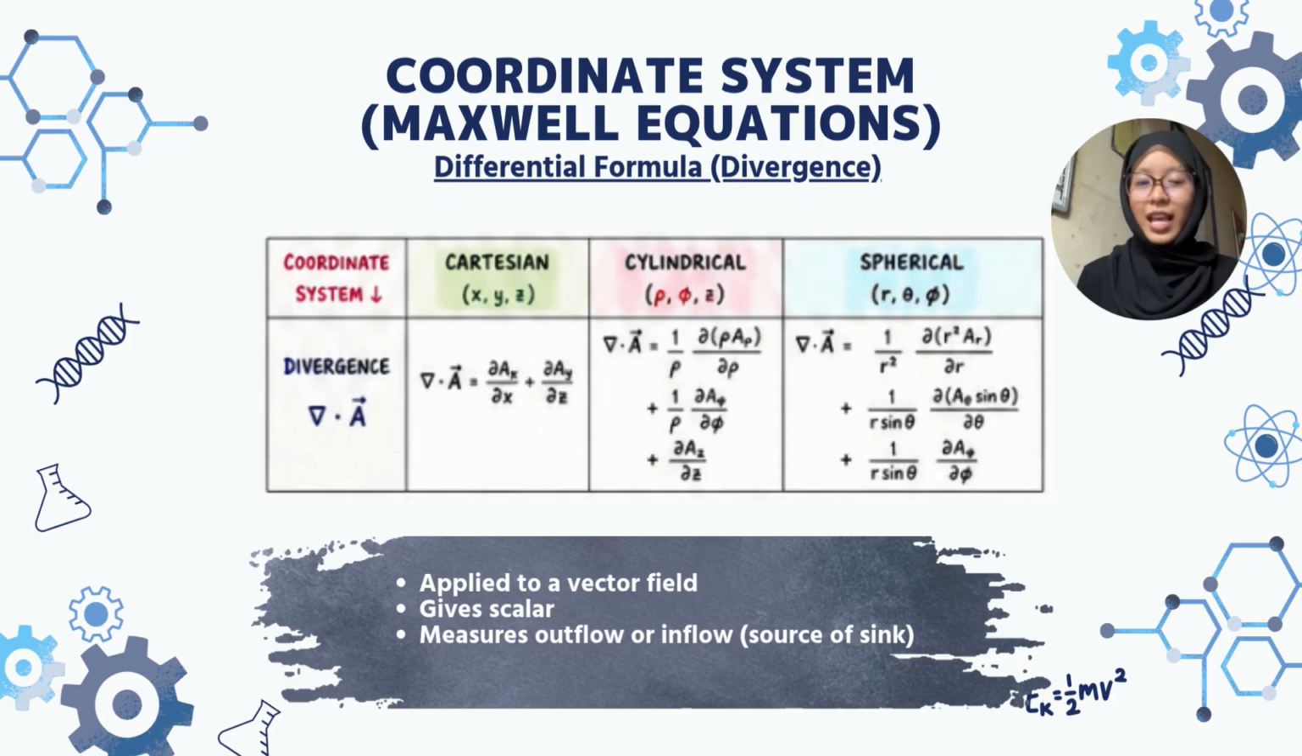Next is divergence, expressed as del dot A. It operates on a vector field but outputs a pure scalar value. Divergence is highly critical for Maxwell's equations because it measures the net spatial outflow or inflow, essentially identifying the sources or sinks of the field.